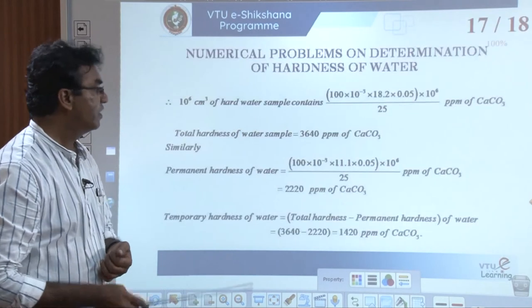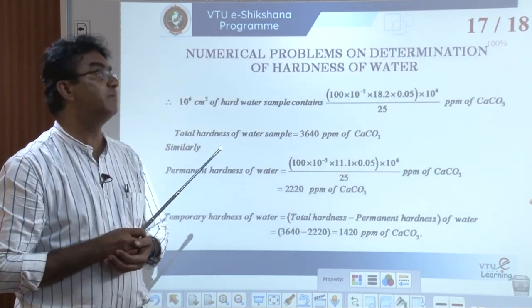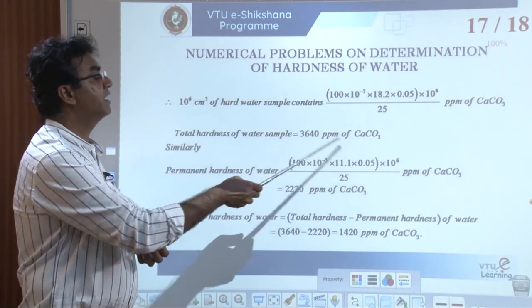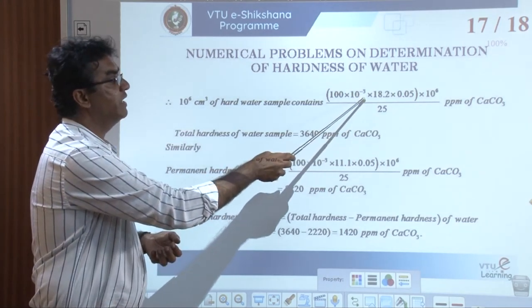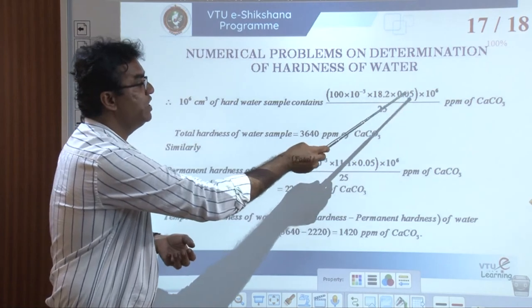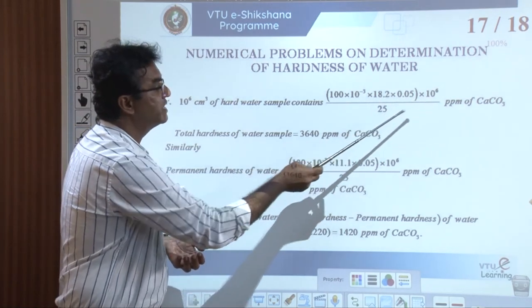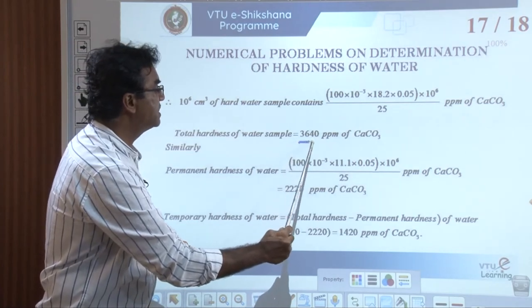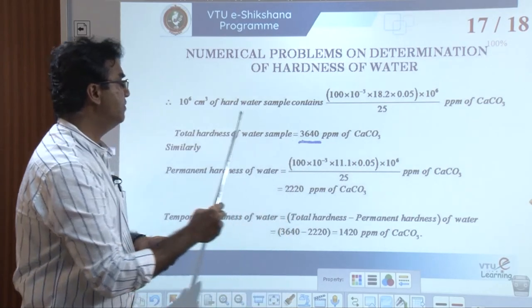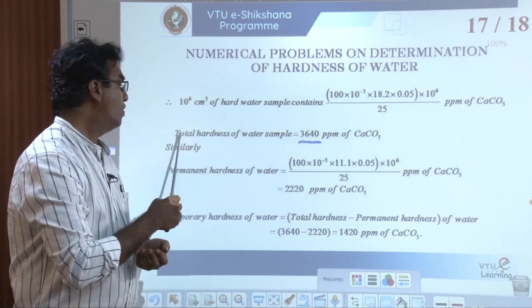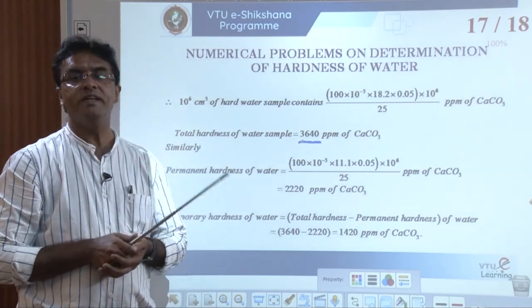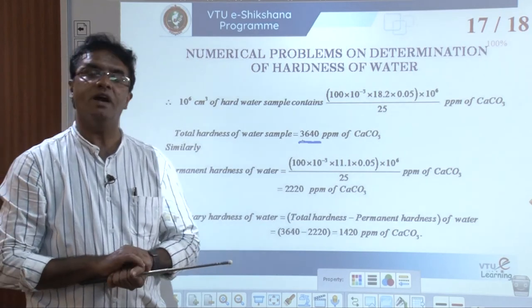If it is so, for 10 to the power of 6 cm cube, how much? Therefore, 10 to the power of 6 cm cube of hard water sample contains 100 into 10 to the power of minus 3 into 18.2 into 0.05 into 10 power 6 by 25. You are going to get the answer as 3640 ppm of calcium carbonate. Therefore, the total hardness of the water sample is 3640 ppm of calcium carbonate.